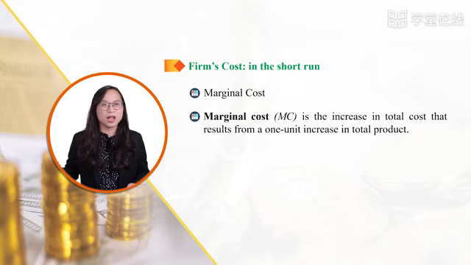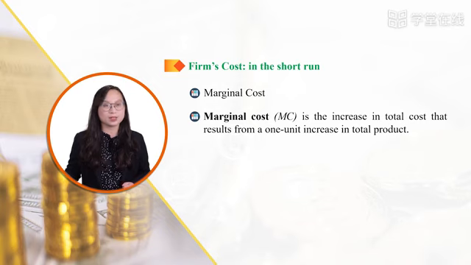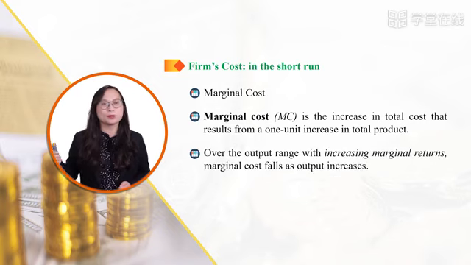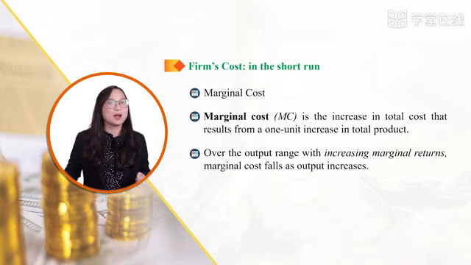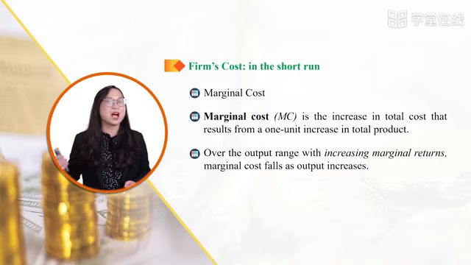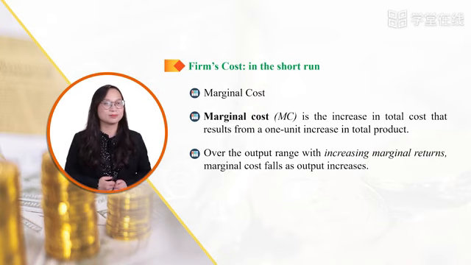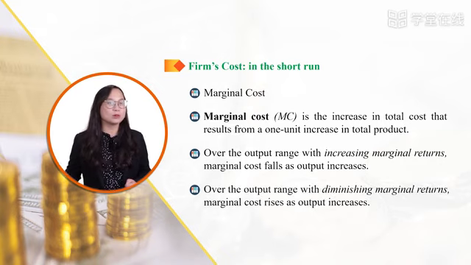Marginal cost, MC, is the increase in the total cost that results from a one-unit increase in total product. Over the output range with increasing marginal returns, marginal cost falls as output increases. Over the output range with diminishing marginal returns, marginal cost rises as output increases.